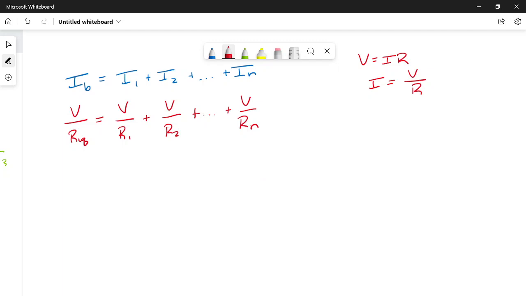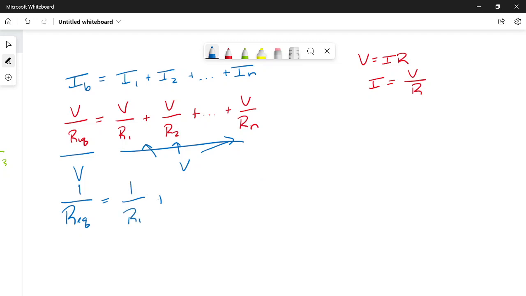So just like before, I could go ahead and say, well, let's just divide both sides by V, and that division gets distributed. And so I'm going to end up with the equivalent resistance, really 1 over the equivalent resistance, equal to 1 over resistor 1 plus 1 over resistor 2 plus all the way up to 1 over resistor N.